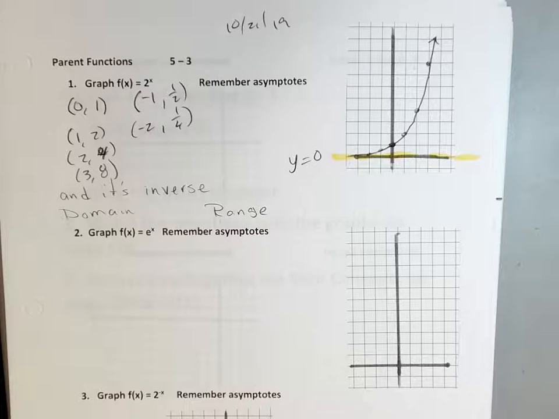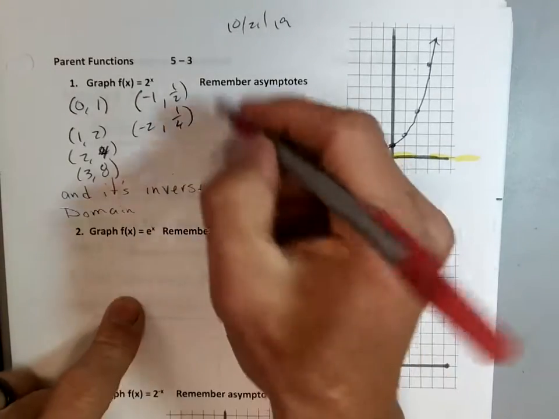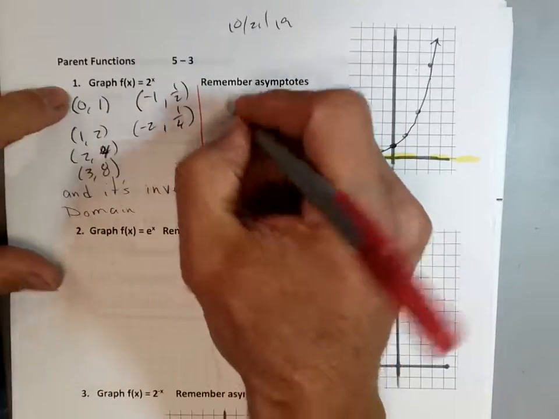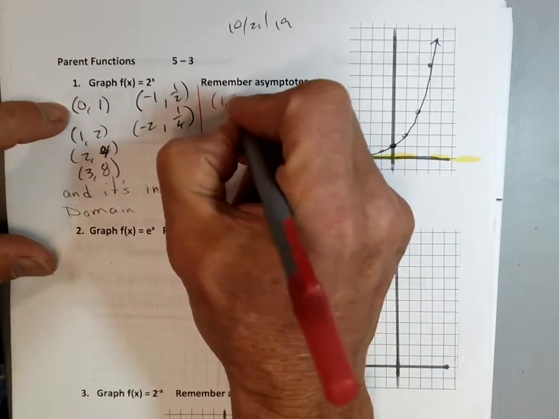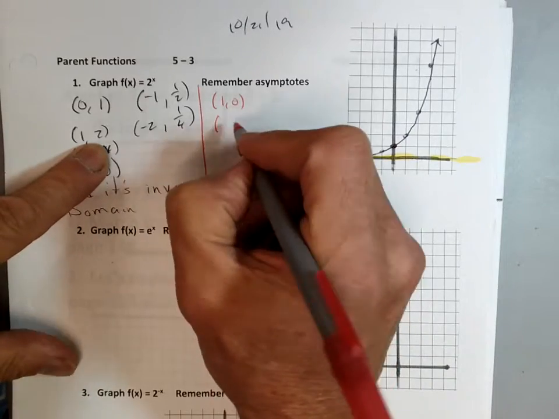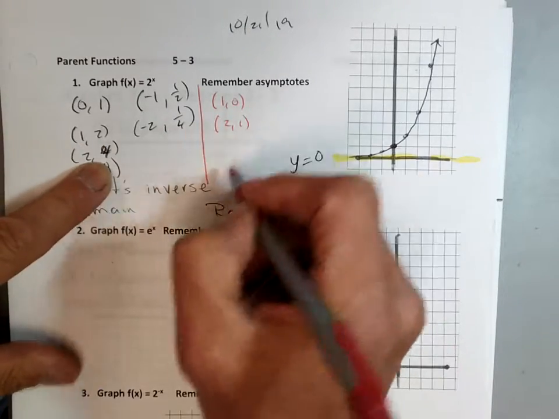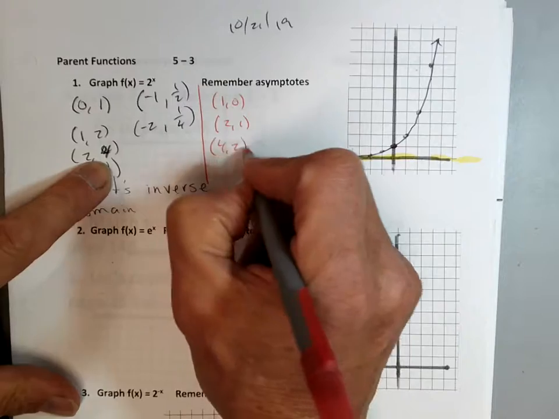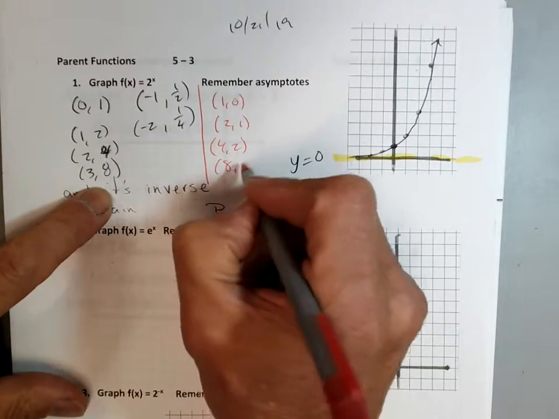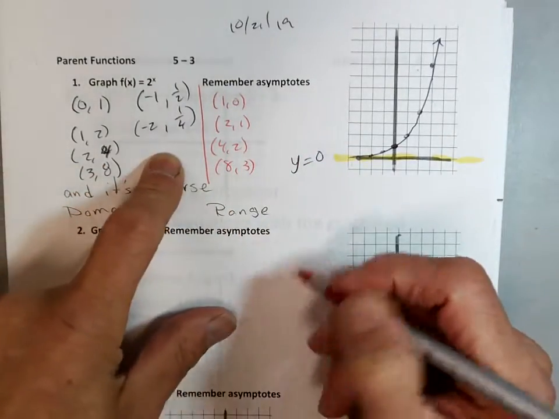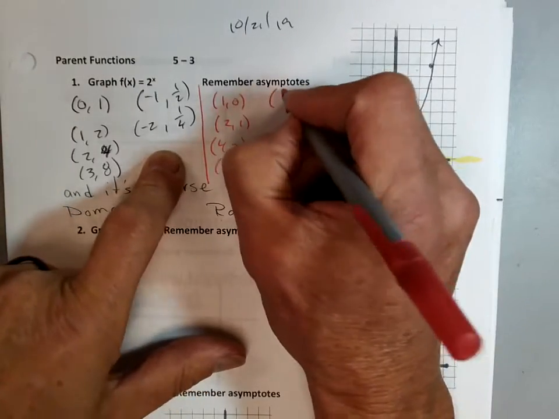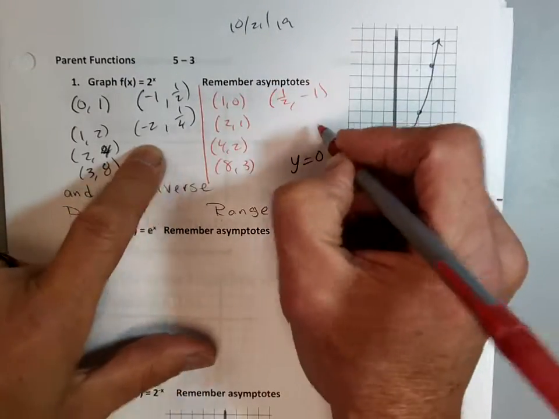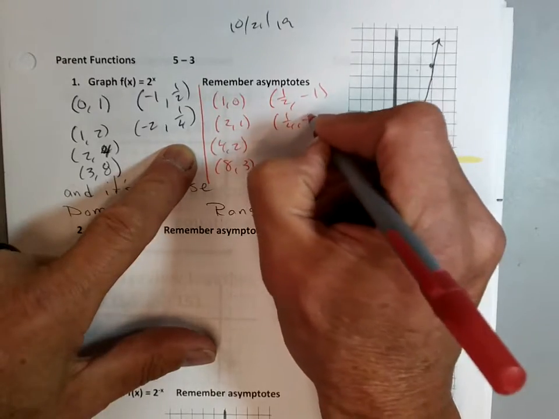Okay. Now, if we want to do its inverse, the easiest way to do its inverse is just to switch the points, right? Just switch them around. So on the inverse, I'm going to have a point at 1, 0. I'll have a point at 2, 1. I'll have a point at 4, 2. I'll have a point at 8, 3. If I do the negatives, I'll switch those around. Have a point at 1/2, negative 1, and 1/4, negative 2.